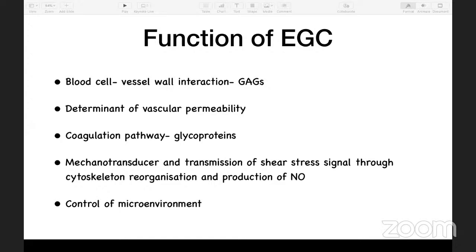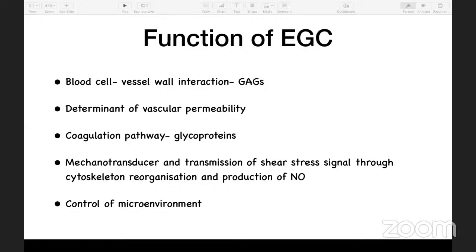glycocalyx. Also, the adhesion molecules of the endothelium are covered by the glycocalyx. So the leukocytes and the platelets that would adhere to the endothelium keep on moving within plasma, because of the work of the glycocalyx covering the adhesion molecules. It's the determinant of vascular permeability. It has glycoproteins that participate in the coagulation pathway, and it controls the microenvironment in the vessel through its enzymes, the antithrombin 3, the chemokines, and all other components.